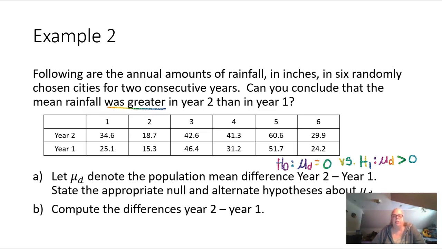Part B is asking me to actually compute those differences, year 2 minus year 1, and I will write them down here underneath my chart. And here you can see I have put in all of the differences. This is year 2 minus year 1. Remember, we do want to include that negative here for city 3.